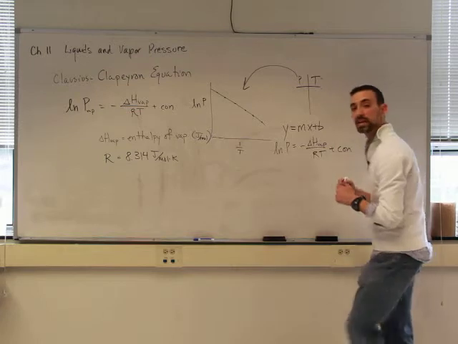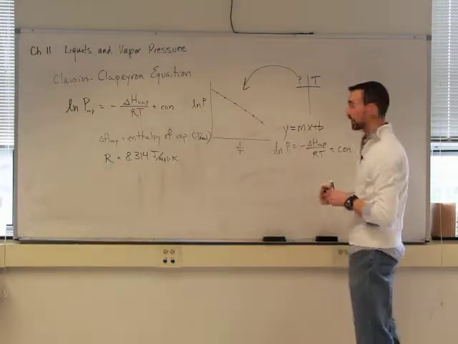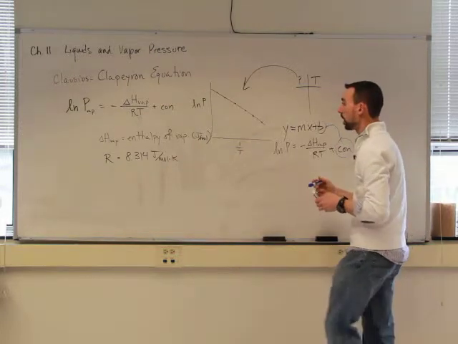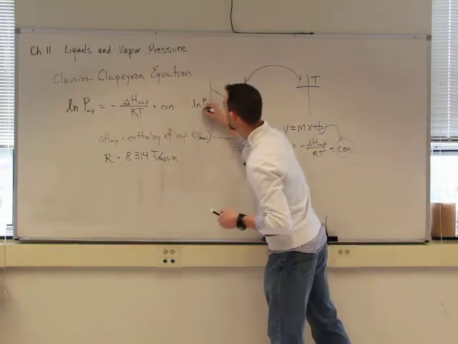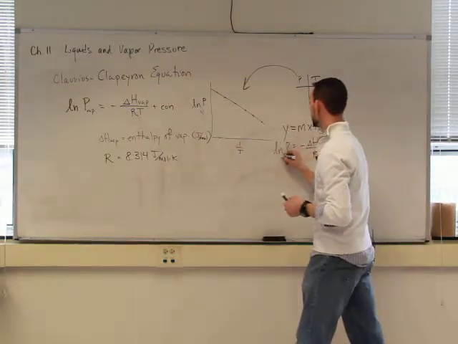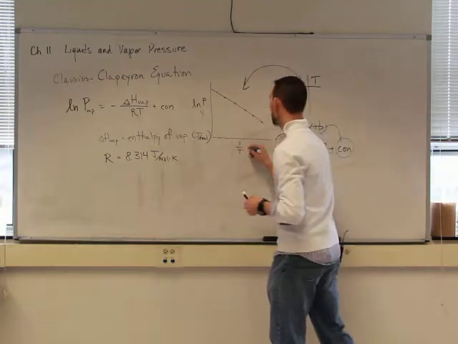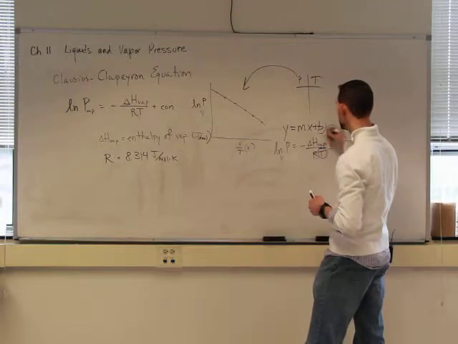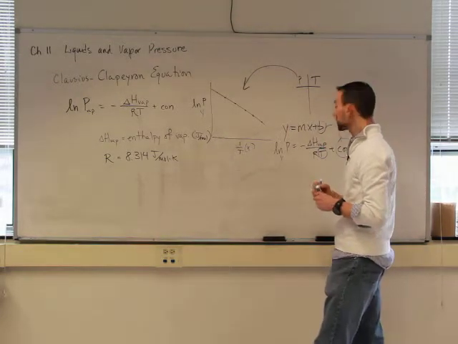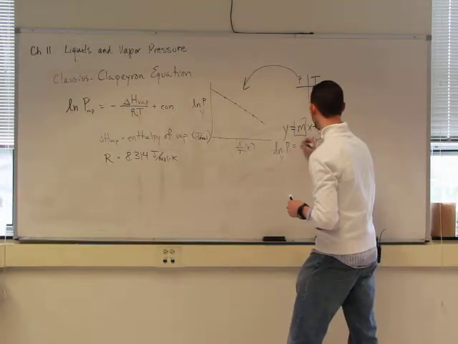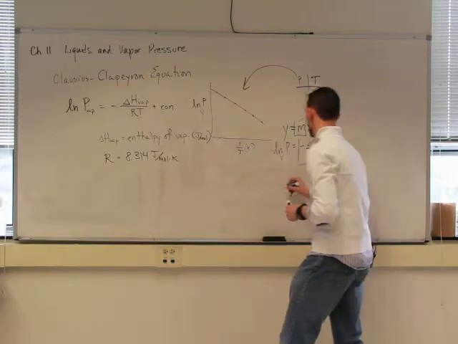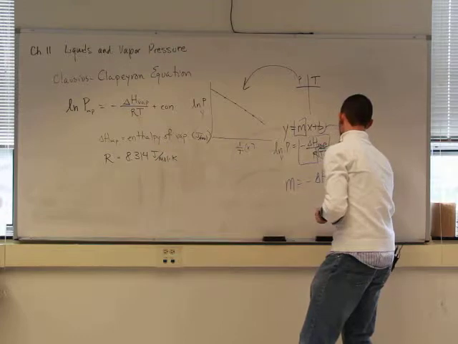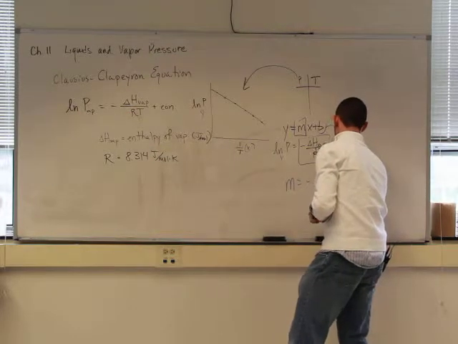Okay? The least important part here, the constant, would be b. Our graph's y is ln of pressure. So that's our y. And then our graph's x is 1 over temperature that we see right here. It's in the denominator, which leaves the slope of this graph to be the negative delta H vap divided by R.